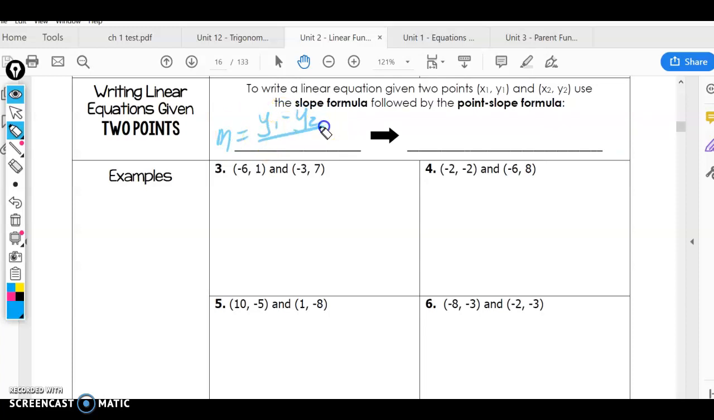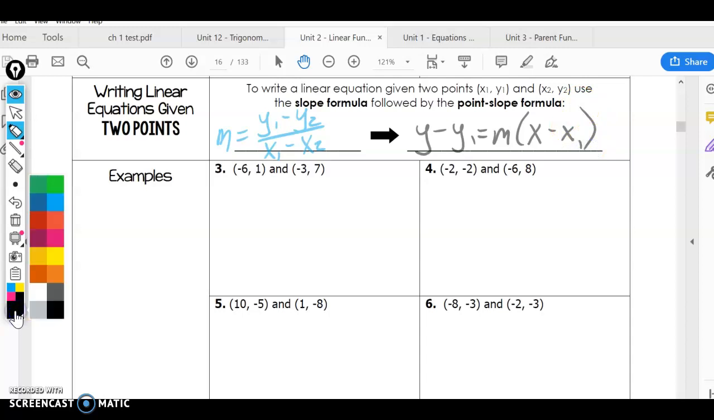y1 minus y2 over x1 minus x2. That gives you the slope. And then we can write our point slope formula, which is y minus y1 equaling m times (x minus x1) like we have above. Doing number 3, to start out with, we're going to find the slope first. So m is going to equal. Now I'm going to label my x's and my y's, x1, y1, x2, y2. It doesn't matter which one's the first or the second, as long as they're consistent with each other.